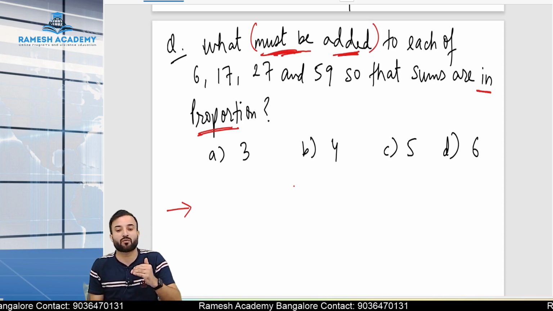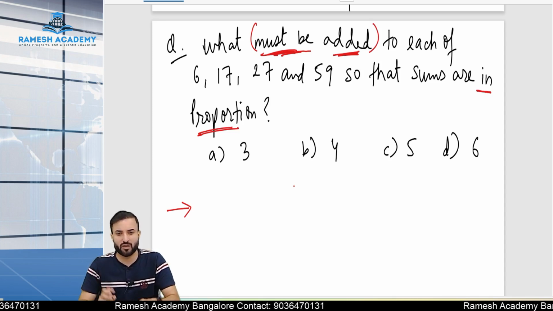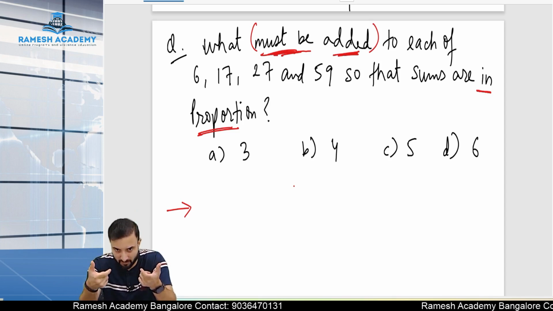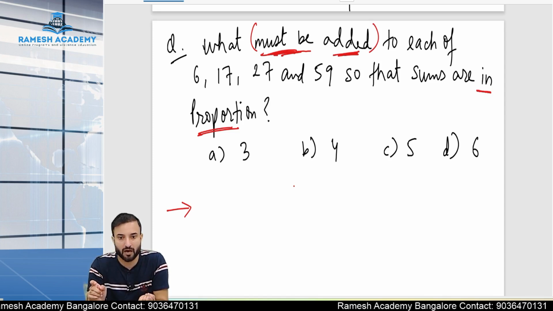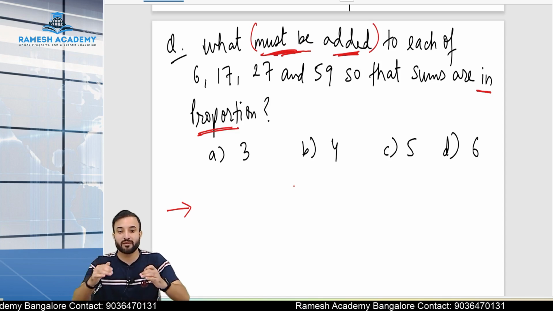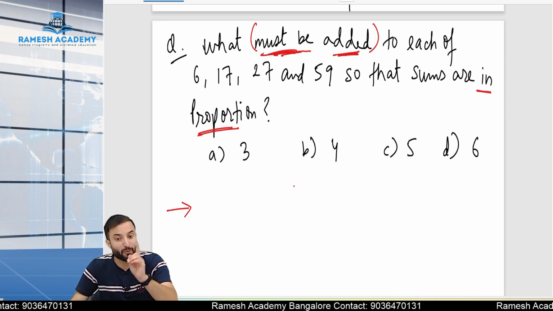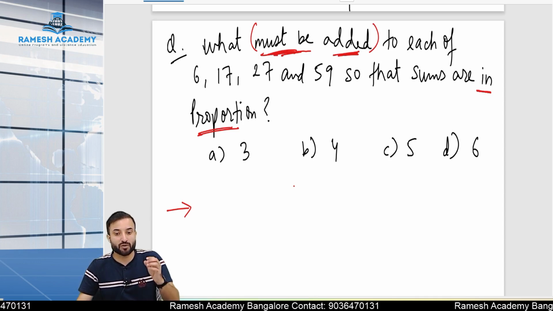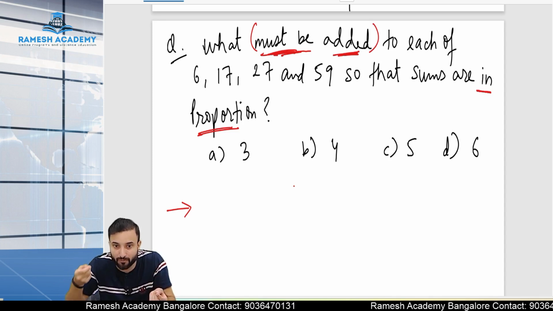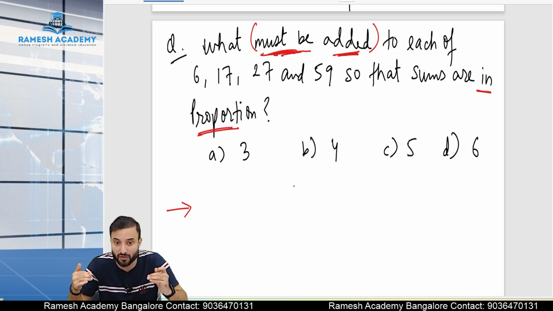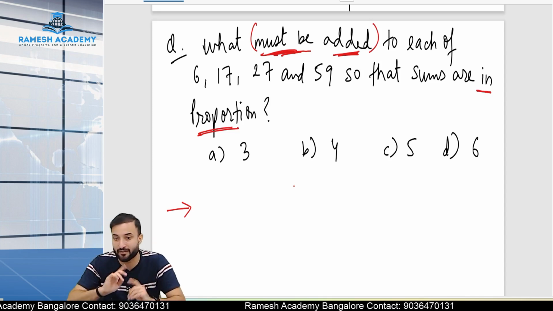They will ask one of these two, either what must be added or what must be subtracted. So if the words are must be added or must be subtracted, and then are in proportion, this is the question where we are going to use the properties of proportion. Remember, this is a question of properties of proportion. Here we are going to use the trial and error method.